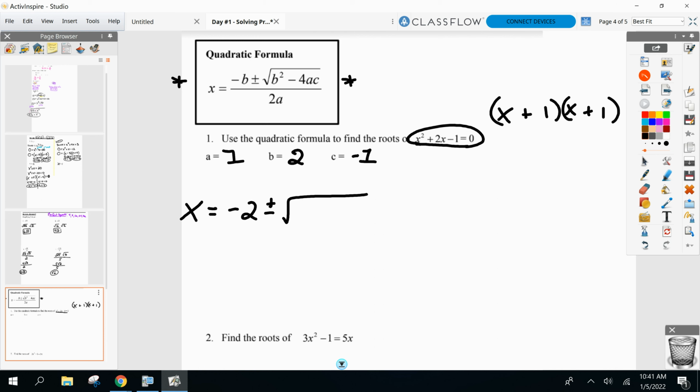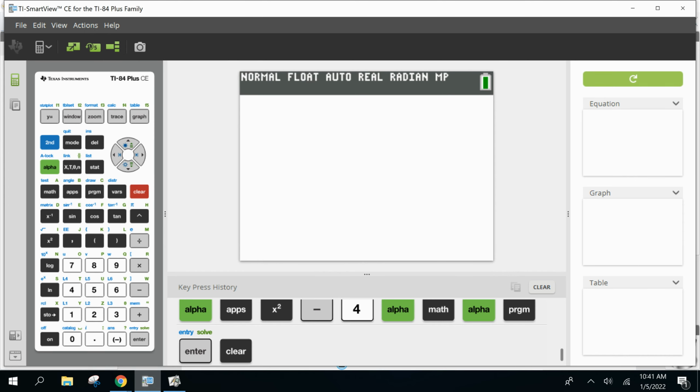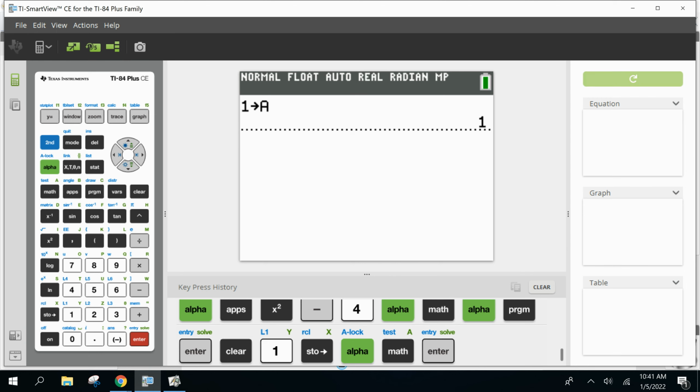You have values for A, B, and C. We're going to tell your calculator those values now. What's my A value? 1. Everyone type in 1. Then you have a store key, STO, right next to the 1. Store it in for what variable? A. A is located right above your math. Everyone see it? So alpha, math, enter. It's in there for A.